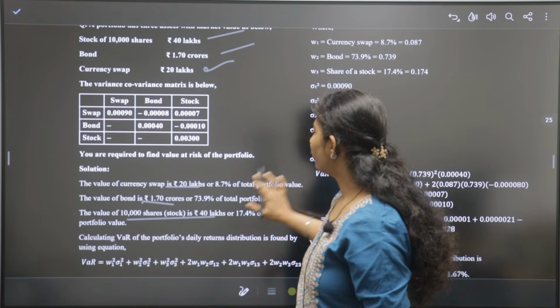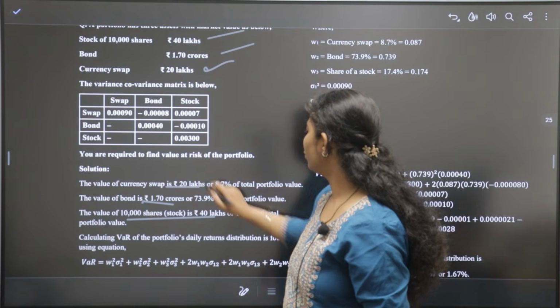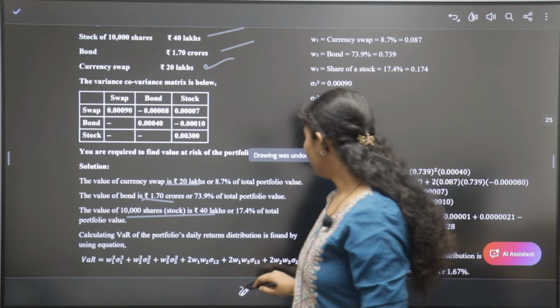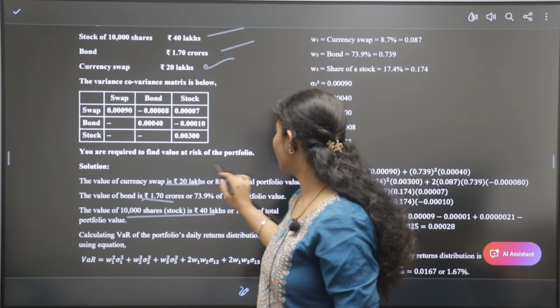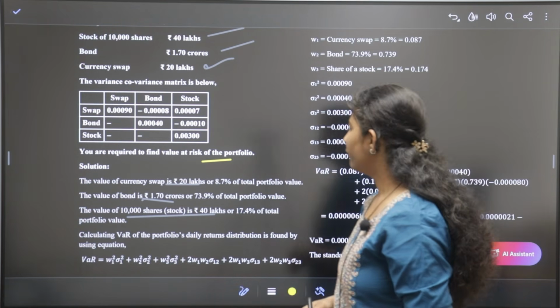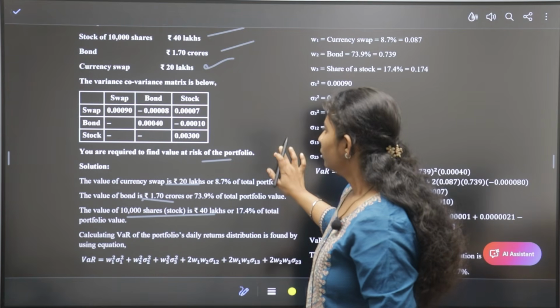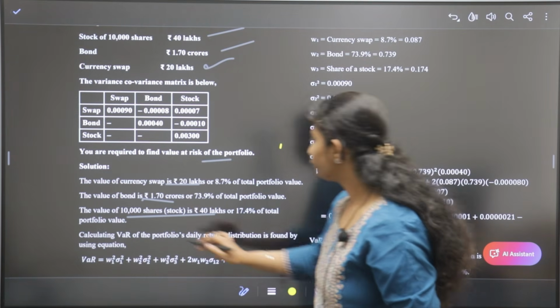Here you are required to find the value at risk of the portfolio. Very simple. We'll start the answer. So here we have the solution.